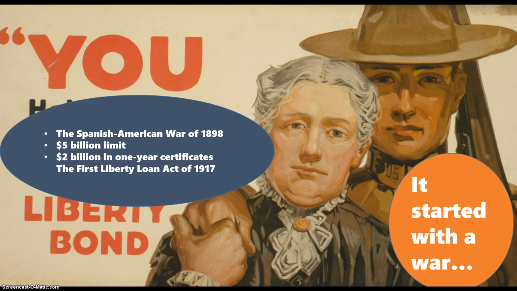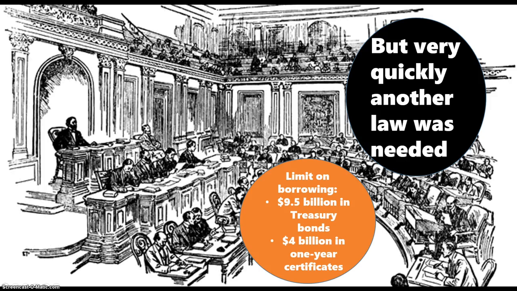But World War One was a conflict with unknowable costs, making targeted legislation difficult. At first, Congress established a 5 billion limit on new issues of bonds, along with the immediate issuance of 2 billion in one-year certificates. But very quickly, another law was needed, the Second Liberty Bond Act of 1917, in which Congress set a general limit on borrowing, 9.5 billion in Treasury bonds and 4 billion in one-year certificates.